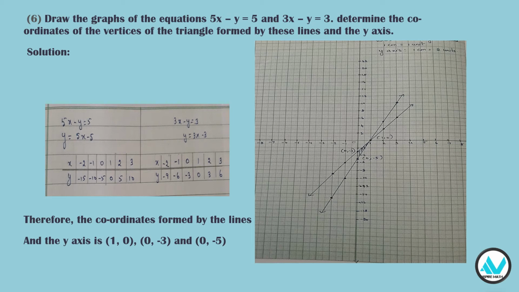Now let's move on to the next one, that is 3x minus y equal to 3. Here also I'm going to write one variable in terms of the other. So y equal to 3x minus 3. Here also in place of x, I'm going to put -2, -1, 0, 1, 2 and 3. So I get values -9, -6, -3, 0, 3 and 6. Now let me plot this in my graph. When I plot this, I get a small shaded triangle there. Now the triangle coordinates are nothing but (1, 0), (0, -3) and (0, -5).